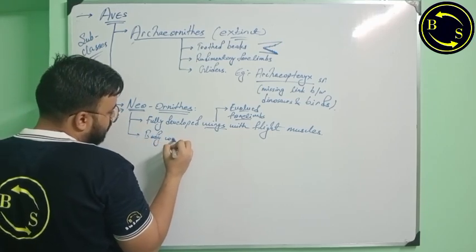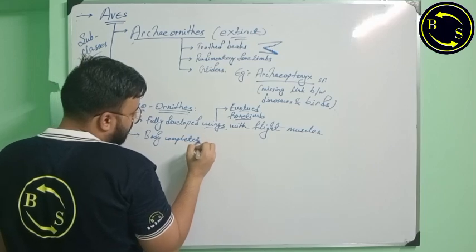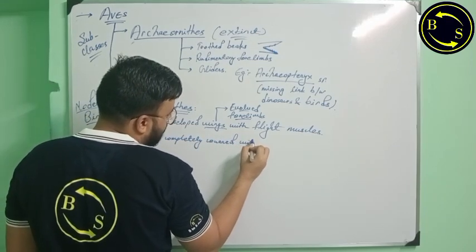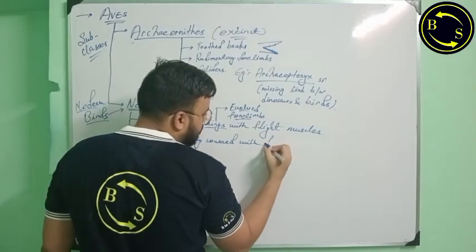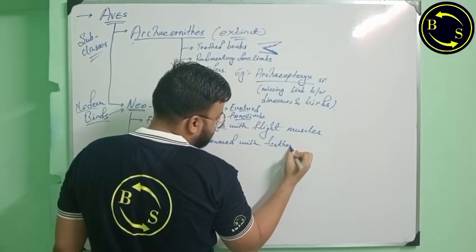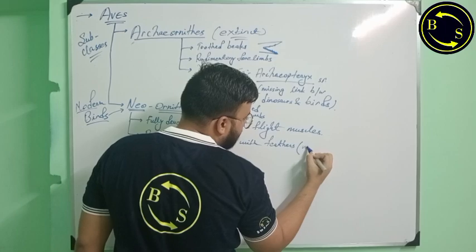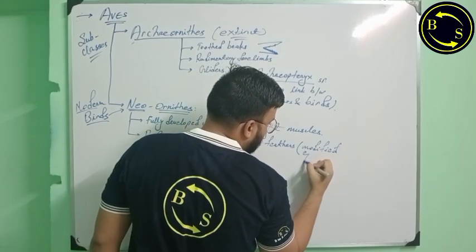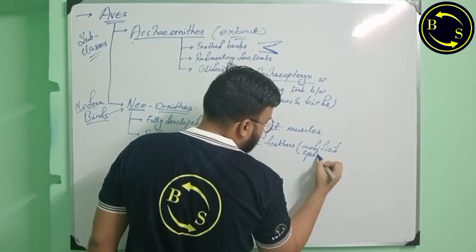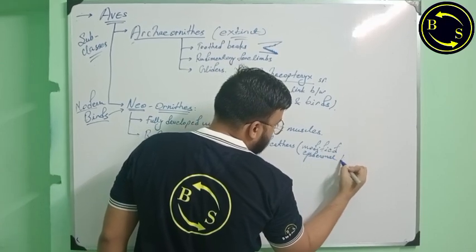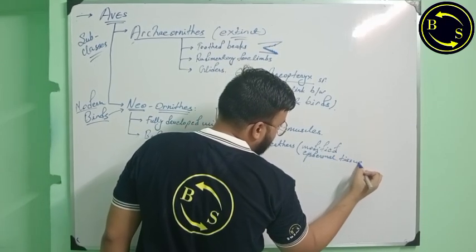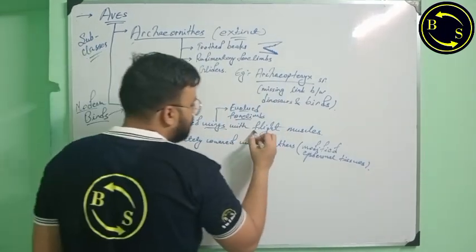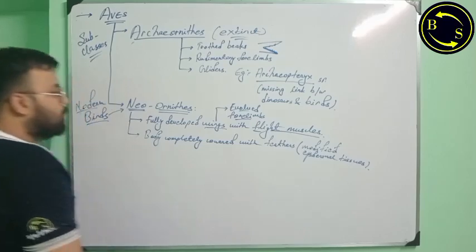Body completely covered with feathers. Now what are feathers? They are modified epidermal tissues. Okay. Flight muscles is very important.